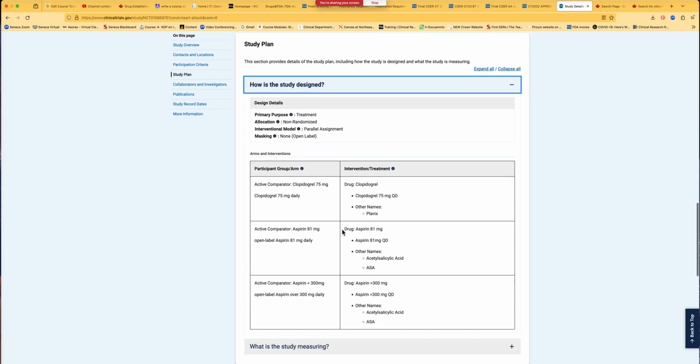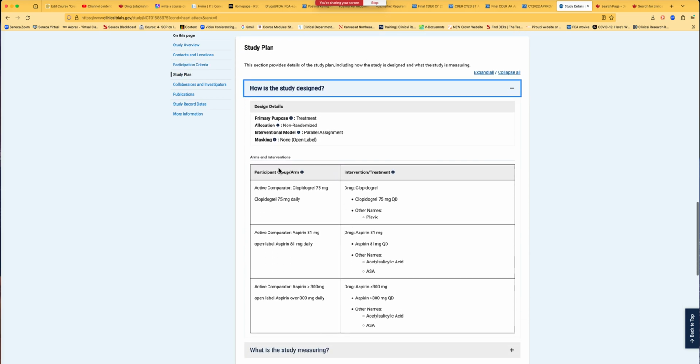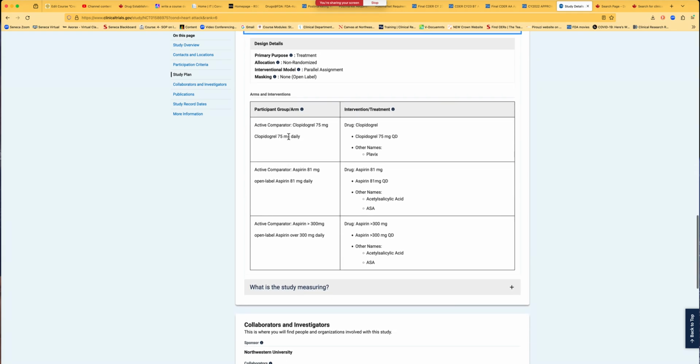And then in the tabulated summary, we can see what the study arms are, or the groups of patients who are being exposed to different drugs or different doses. So here we see that we had a group which was called active comparator. Group 1, the comparator was Plavix, and we were just looking into using Plavix at 75 milligram every day.